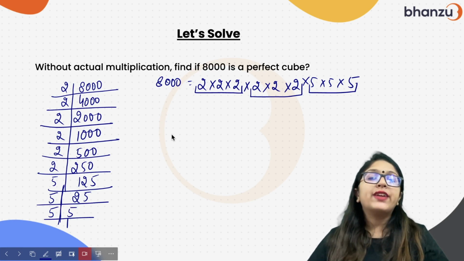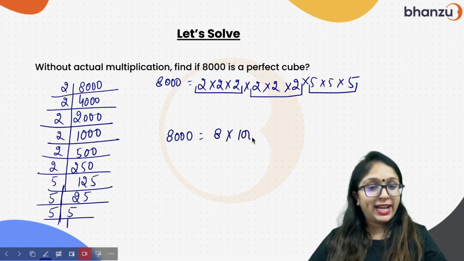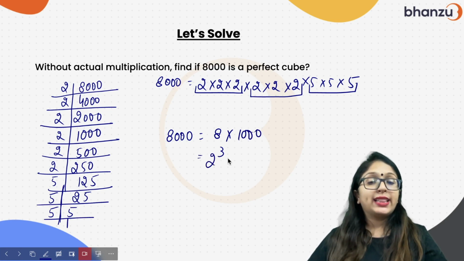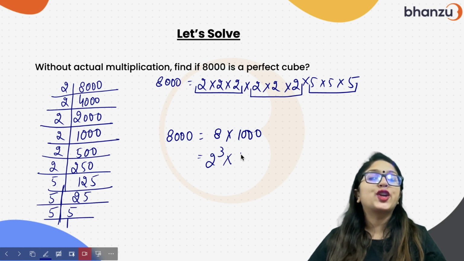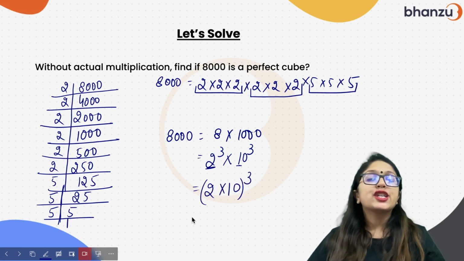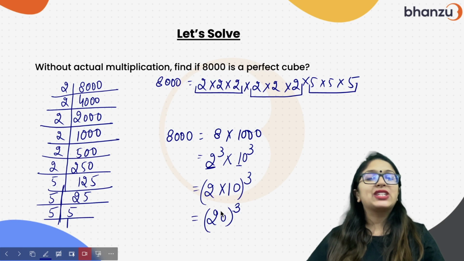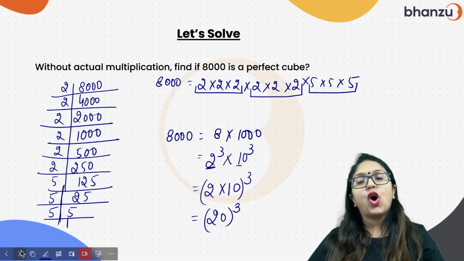You know what? We can write this 8000 as 8 multiplied by 1000, right? Now we know that this 8 is a cube of 2 and this 1000 is a cube of 10. So when the base is same, what will we do? We will multiply 2 by 10 and the power is going to be 3. So we can write it as 20 cube also. Is that clear now? So this is how you can check if a number is a perfect cube or not.